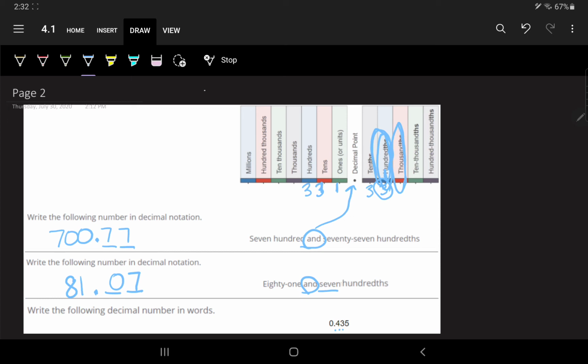All right, so I'm going to have to write thousandths. I would write 435. I can't use the word and, not 435. It's 435 thousandths. Don't forget the TH. There's a big difference. If you don't have the TH, then you're dealing with numbers that are bigger than 1.